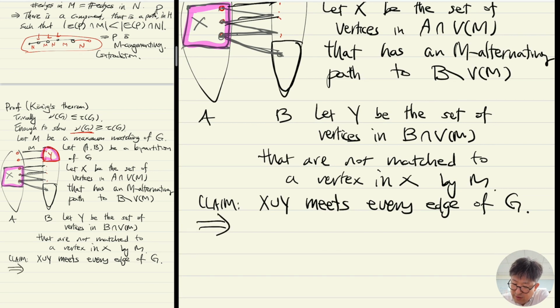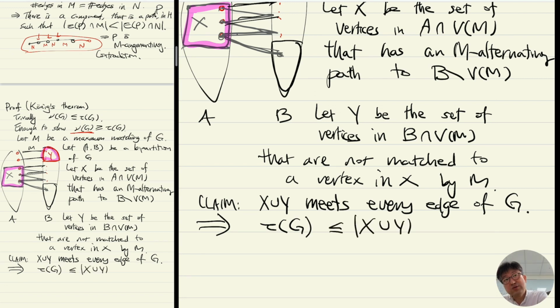Therefore, tau of G, the minimum size of a set of vertices meeting every edge, will be less than or equal to the size of X union Y. This is the same as the size of the matching, which is equal to nu of G. Right? So that's the proof.